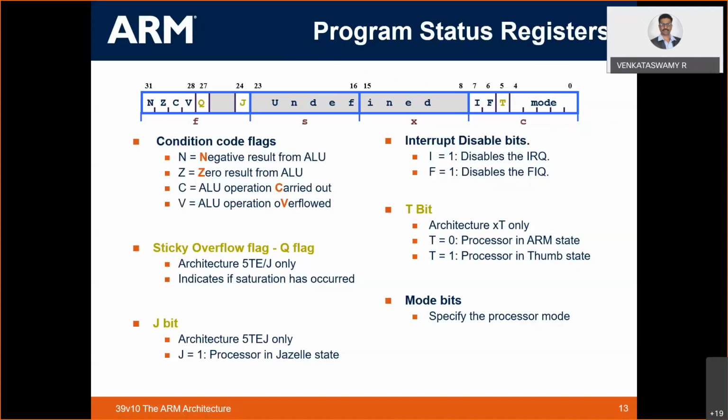And also if you see bit number 5, this is very important in the microcontroller. That is basically whether you want to use thumb instructions or ARM instructions. When you make it 0, then it will become ARM instruction. If you make it 1, then it will become thumb instruction.